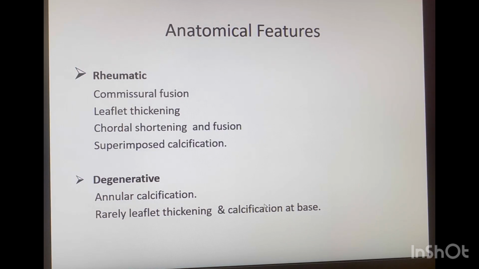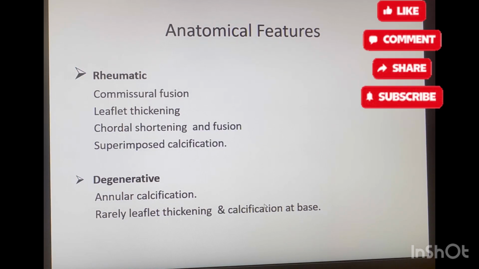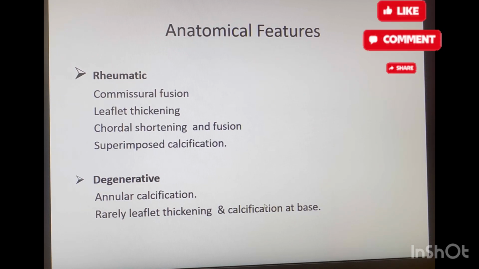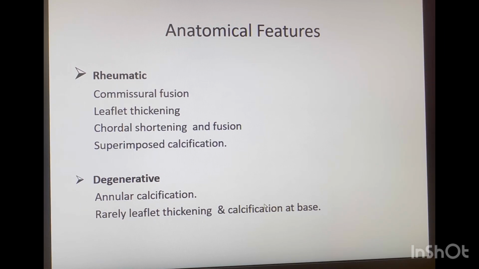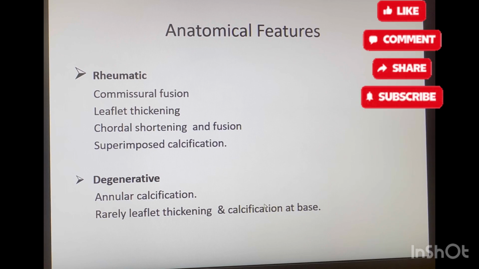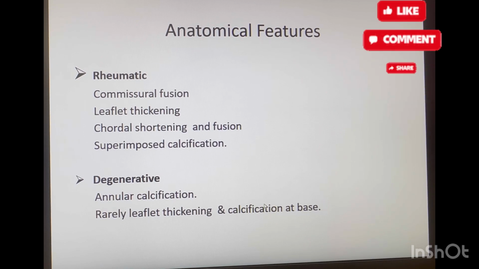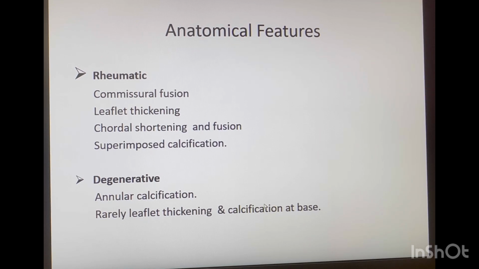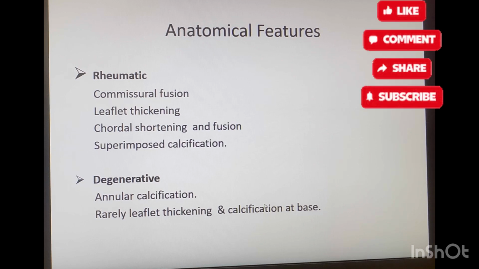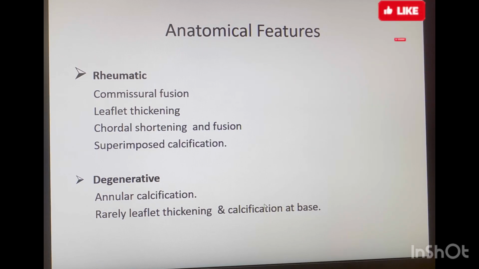So what happens in rheumatic? What is the process of the rheumatic? As I told you earlier, first you need to look at the commissural fusion, then leaflet thickening, then chordal shortening and fusion, and then superimposed calcification. I will show you this in the next slide in the picture as well, how you are going to see these things.